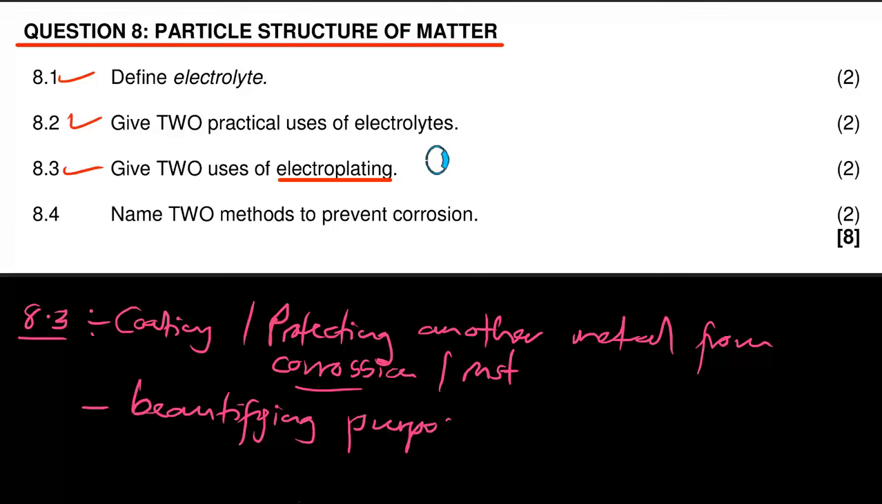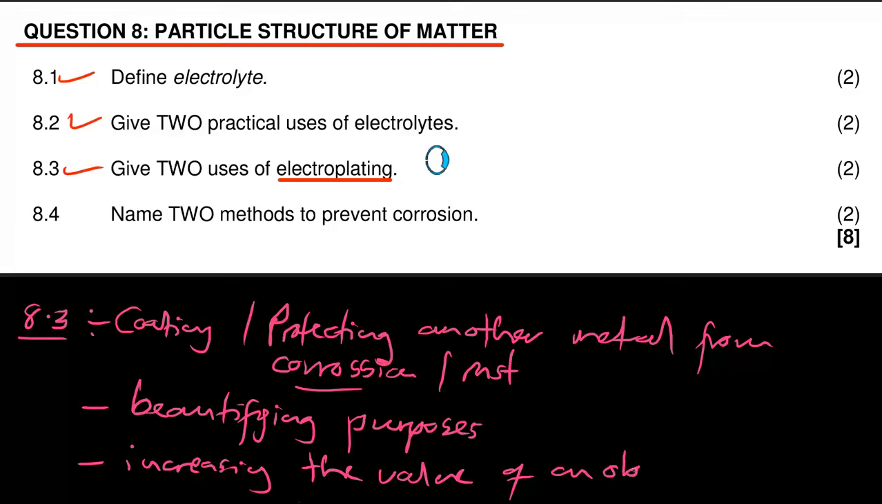That's when you find that a simple steel metal is coated with gold so that you can beautify it, increasing the value of an object. After electroplating, you might find that they are selling it at a higher price, because it now has a higher value. So that is when you use electroplating.